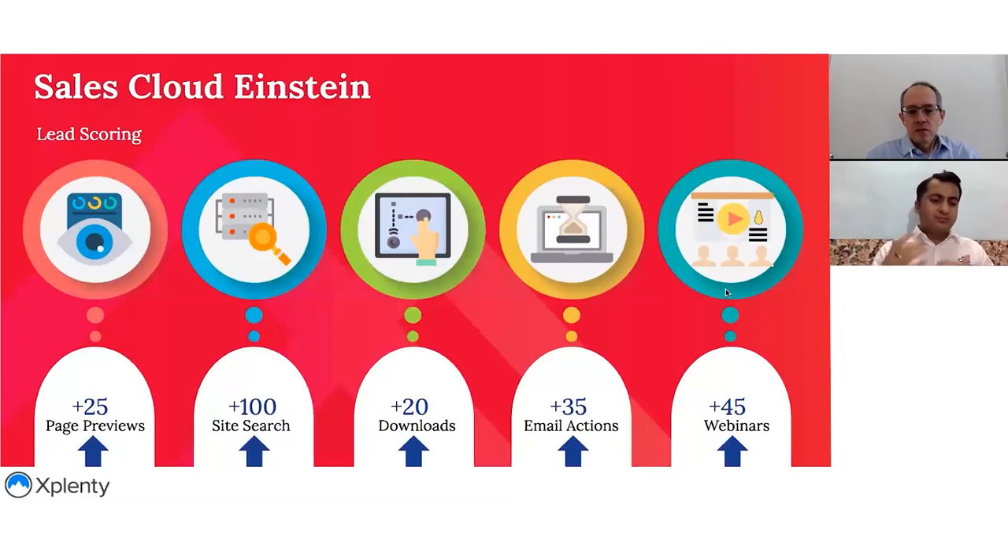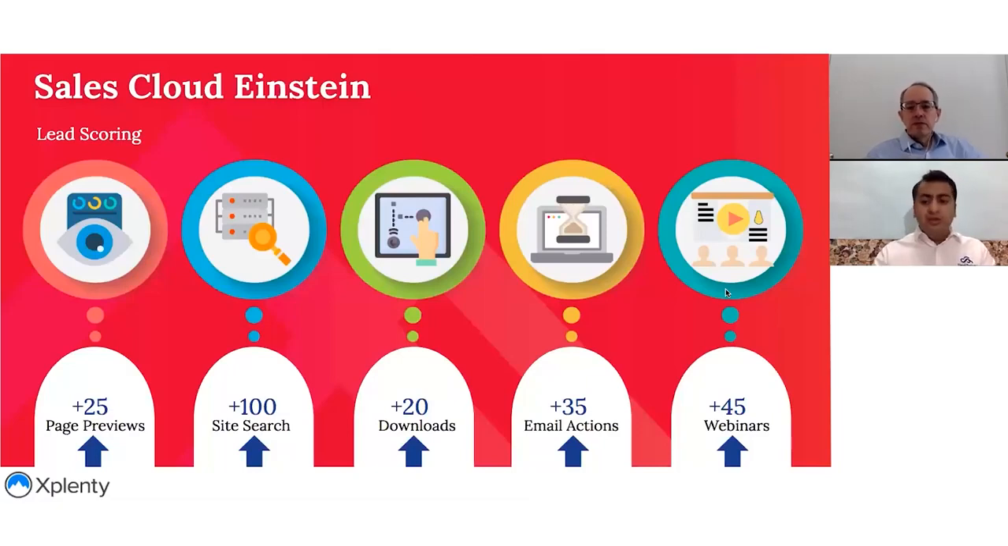If someone is previewing your page, it adds 25 points. If someone is searching through your site and exploring more information on the link that you sent in the campaign, it adds 100 points, because if someone is exploring more through that site, it simply means they are more interested in knowing your product. So that lead is more important compared to someone who has just downloaded or simply previewed. That's how lead scoring in Salesforce works.